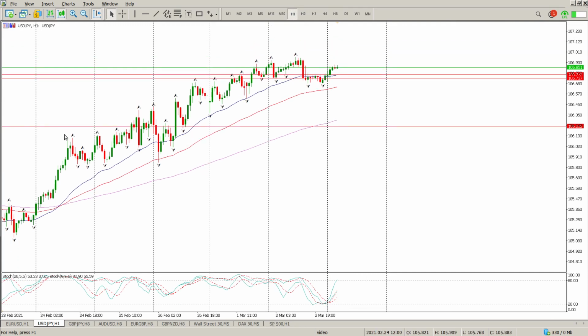However, if you look at the hour, we've been going pretty well. We've been going up in sort of a flag, if I can say that. There's your flag over there, and we've broken that flag. So let's just get rid of that. Look at the price action here.